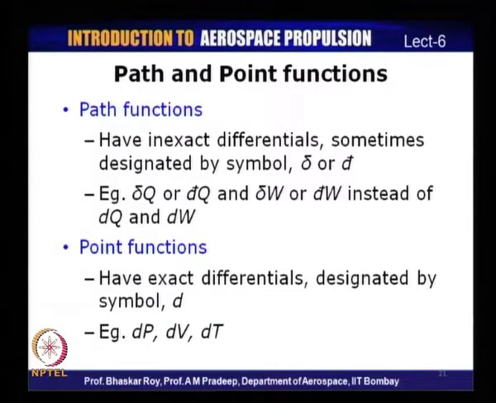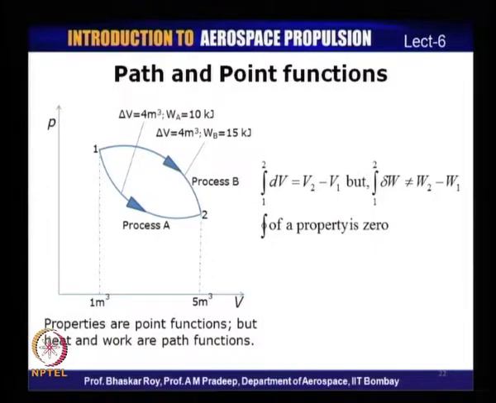So, these are properties of a system and therefore, also referred to as point functions. Now, let us look at an example to explain the properties which are point functions and path functions. In this pressure and volume diagram, PV diagram, we can see two processes, process A and process B, taking place between states 1 and 2.